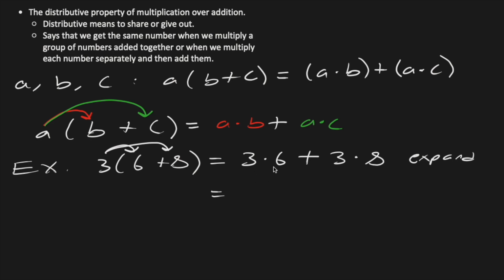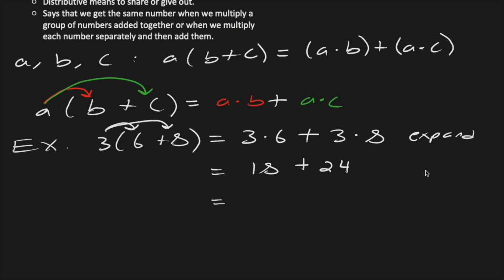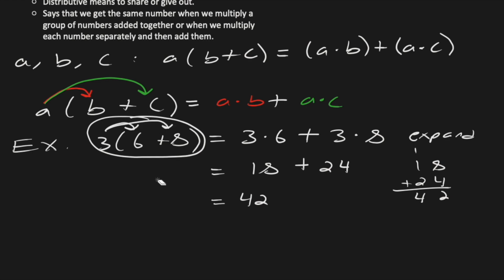Now we're going to simplify. 6 times 3 is 18, plus 8 times 3, which is equal to 24. And 18 plus 24 is 42. If you were to punch this into your calculator, you would get 42. So we talked about the distributive property of multiplication over addition.